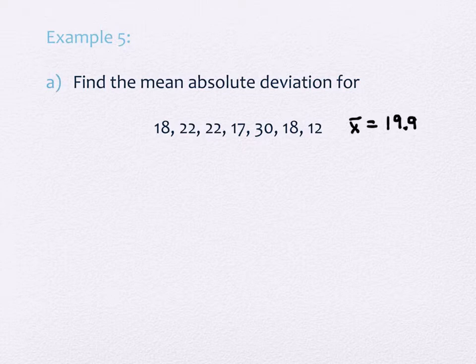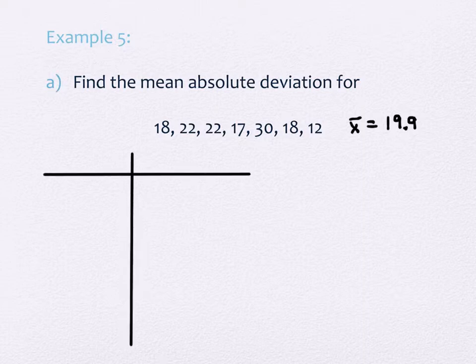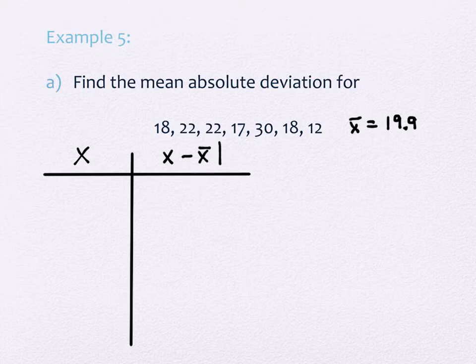All right, so let's actually create a table for this. This one's only going to have 2 columns. The first column is going to be the x values, and if you really want to put them in order from smallest to largest or something like that, that's totally fine. You don't have to. I'm going to leave mine just like they are. The next one is going to be the x value you have minus the mean, in absolute values.